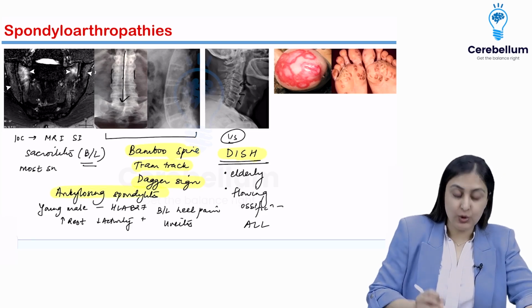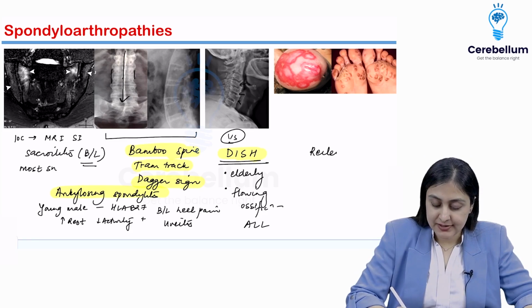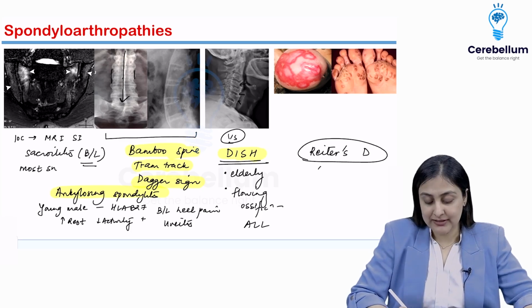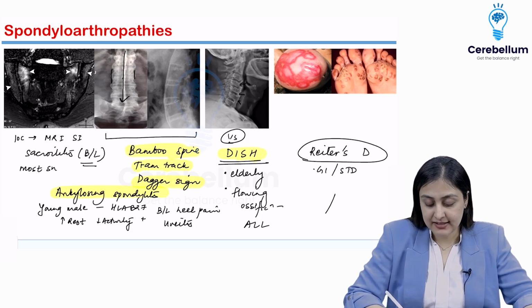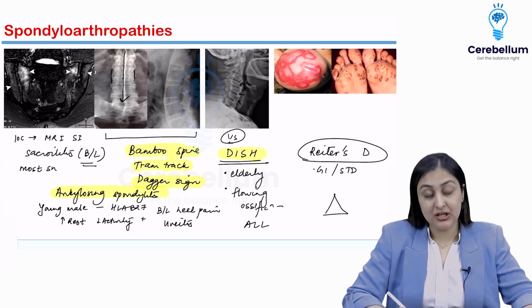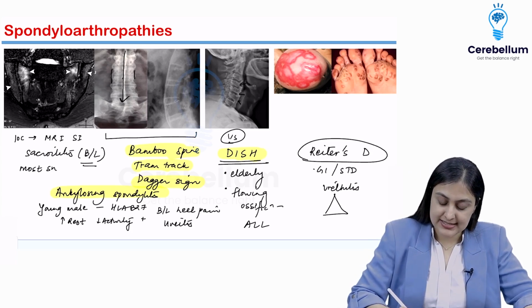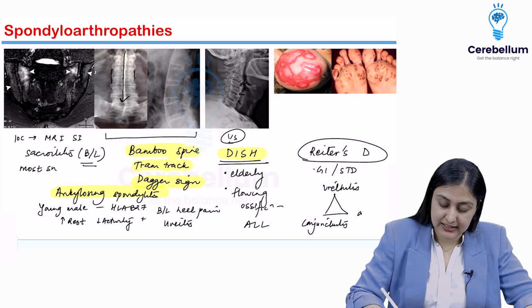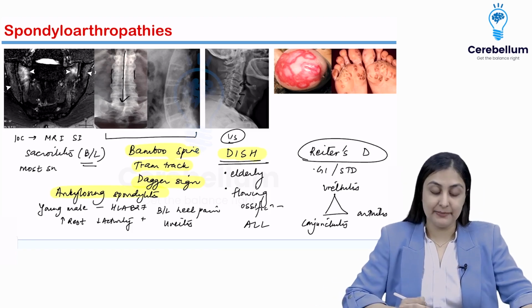Another important cause of spondyloarthropathy is something known as Reiter's disease. So Reiter's disease, remember, will follow either a GI infection or a sexually transmitted disease. It is a triad. So you want to remember, can't pee because urethritis, can't see because conjunctivitis, can't climb a tree because arthritis. So can't see, can't pee, can't climb a tree.